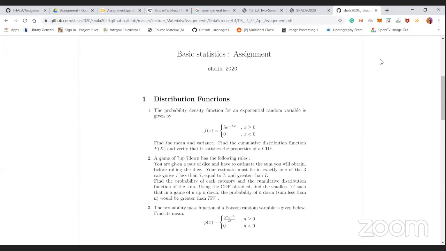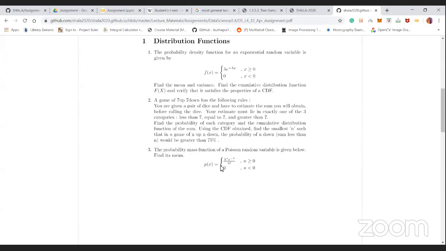Let's go to the second question. Can you go through the second question? Game of sun up, sun down. You are given a pair of dice and have to estimate the sum you will obtain before rolling the dice. Your estimate must be exactly one of the three categories: less than 7, equal to 7, greater than 7. Find the probability of each category and the cumulative distribution function of the sum. Using the CDF obtained, find the smallest n such that in a game of n up and down, the probability of n down will be greater than 75%. Maybe Path, can you discuss this?